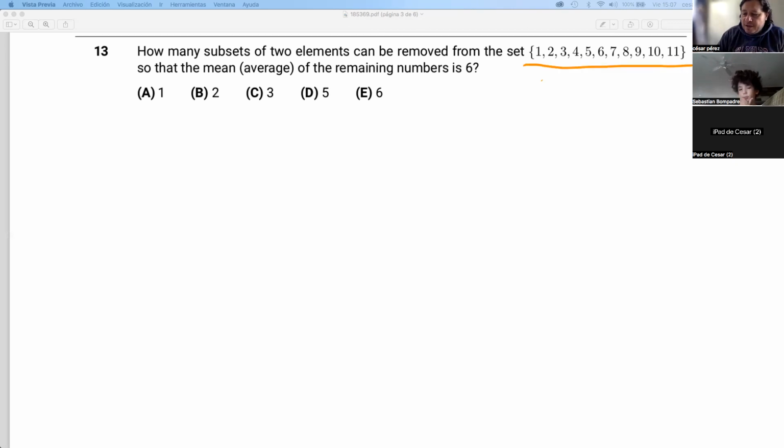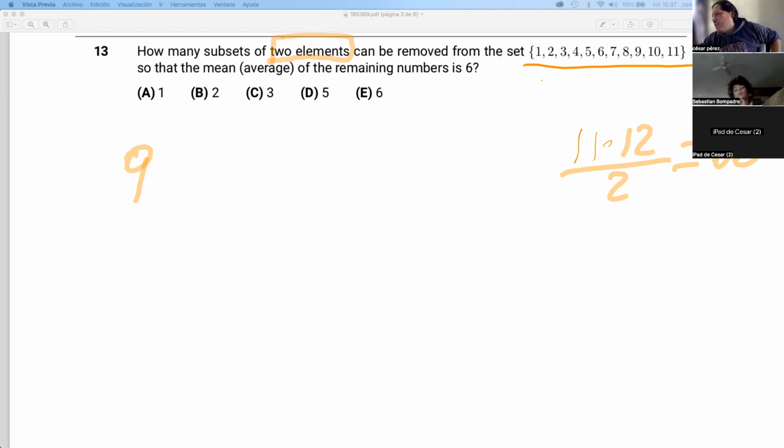The sum will be 11 times 12 over 2. The sum is 66. And we need to remove 2 elements. So we will have only 9 elements.